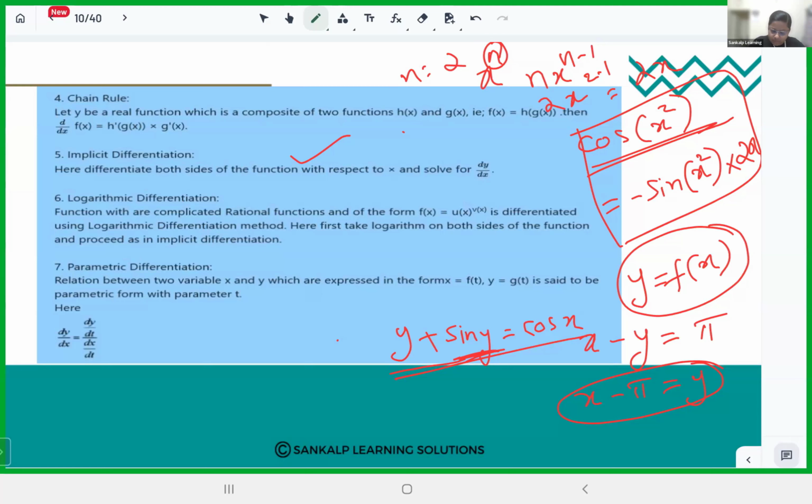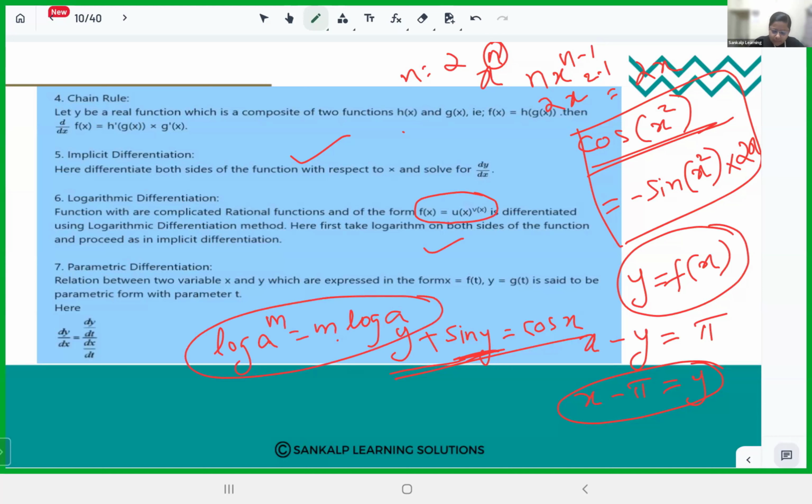All right. So what do you mean by logarithmic differentiation? If a complicated function like f of x equal to u of x raised to v of x is given, then we apply logarithmic differentiation. That is, we apply the rule log of a raised to m is equal to m log a, in order to solve such problems.